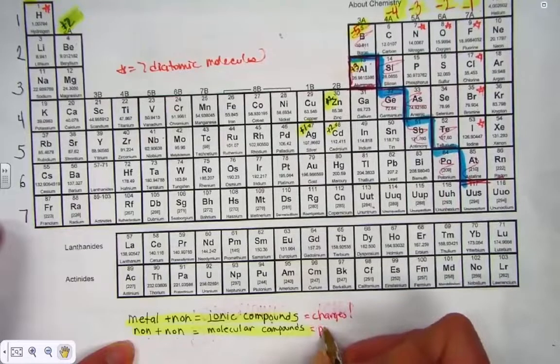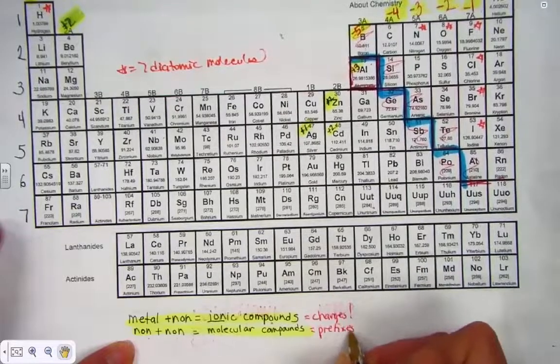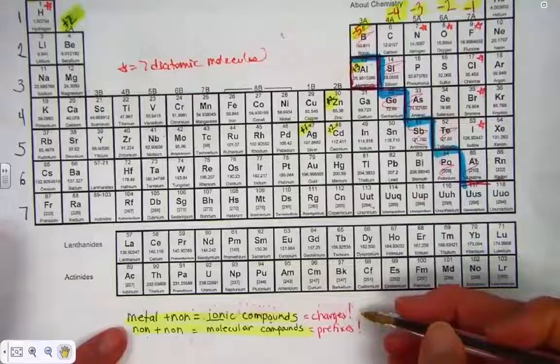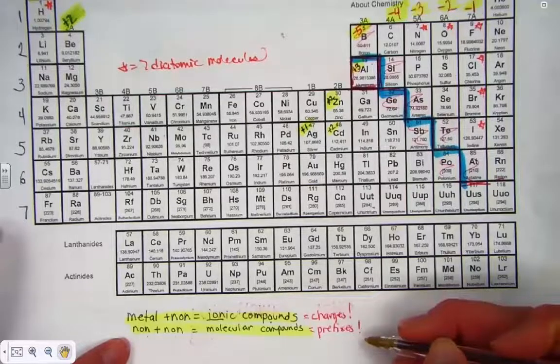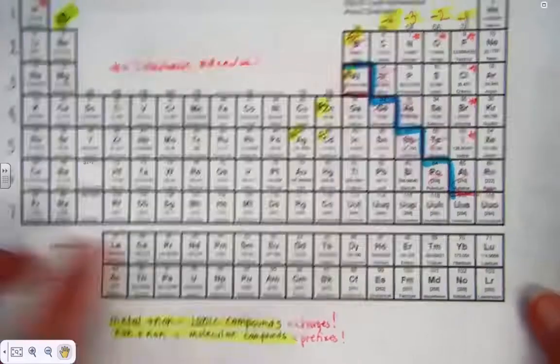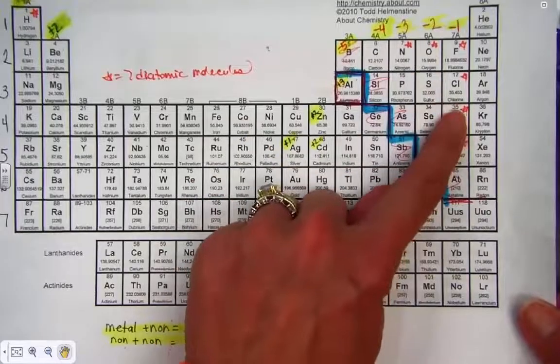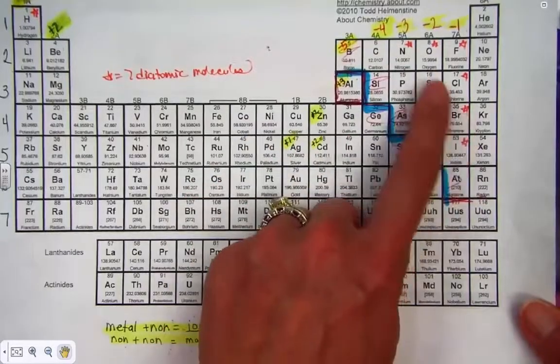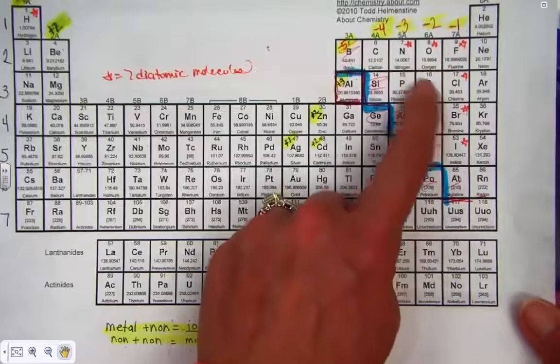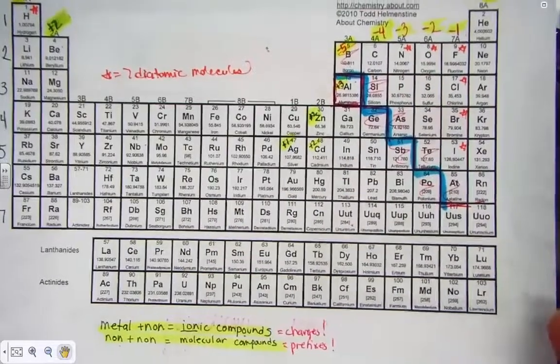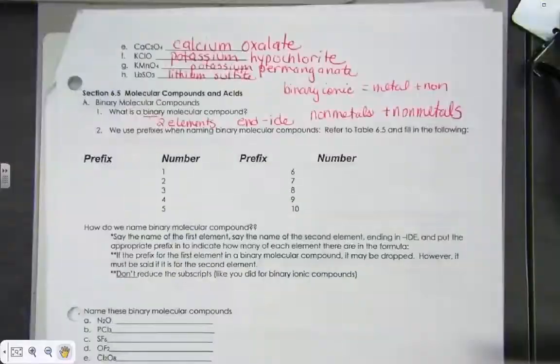Molecular compounds use prefixes in their names. We do not use prefixes for ionic compounds. We do use prefixes in molecular compounds. That is the next step today, nonmetals hooking together, so just items from the right-hand side of our periodic table, an N hooked to an O, a C hooked to an S, using prefixes to let us know how many of each there are.